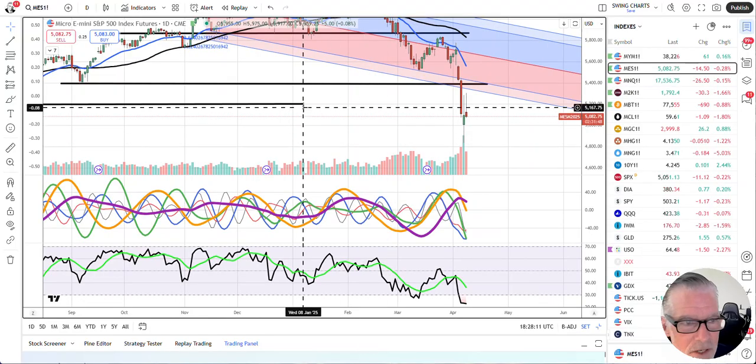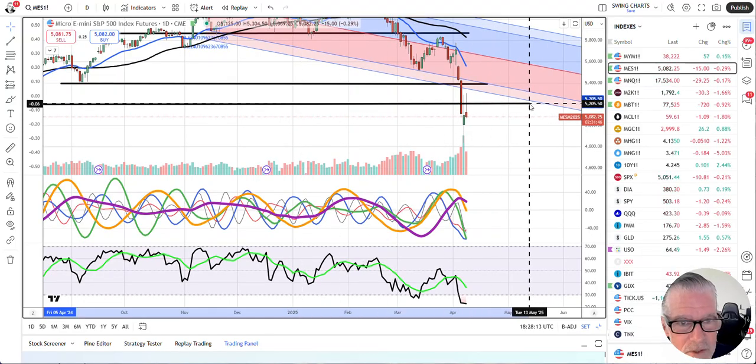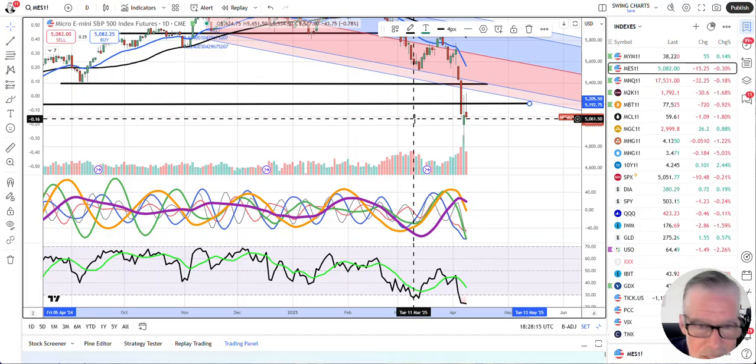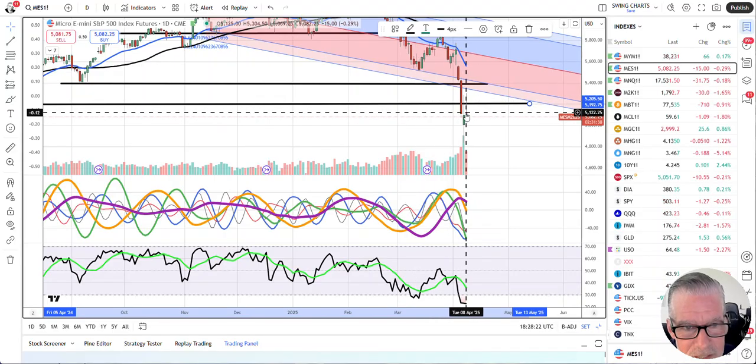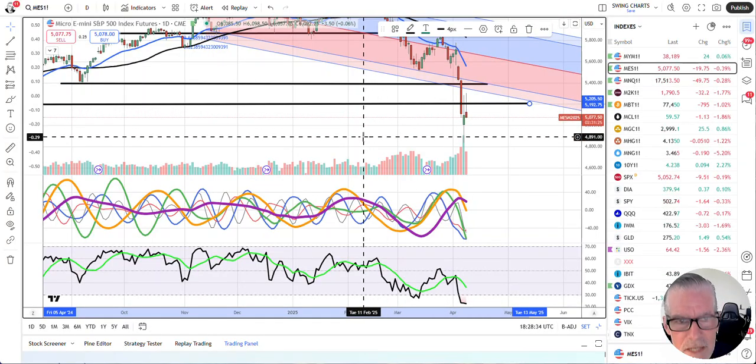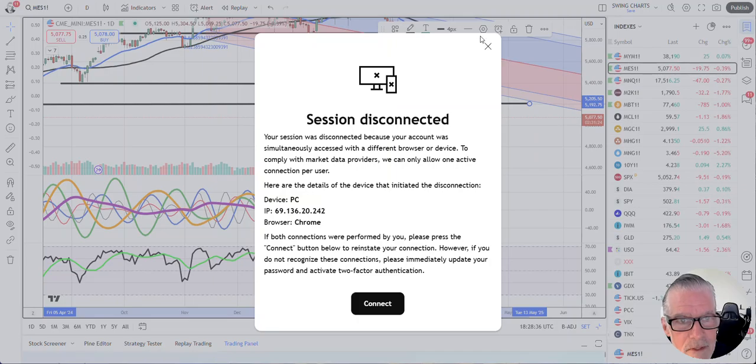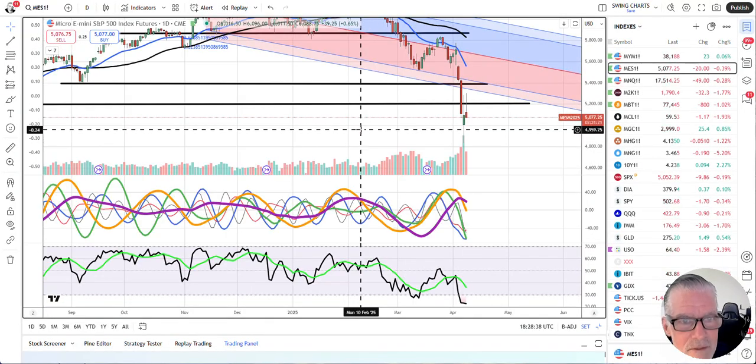So 5,200, let's move this out a little bit further. 5,200 is going to act as a bit of a stop there. And we got to almost 5,300 today. Again, this is MES, it's not SPX, so the numbers are going to be a little bit different, but I like to use the MES as my gauge. We got to 5,304 today, right in the middle of this.